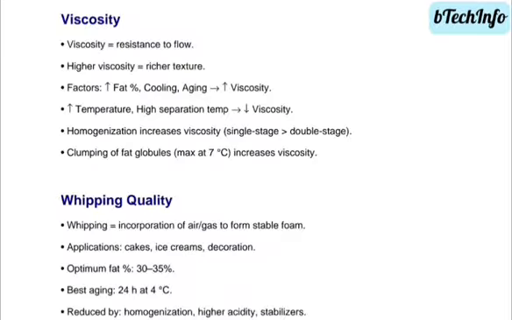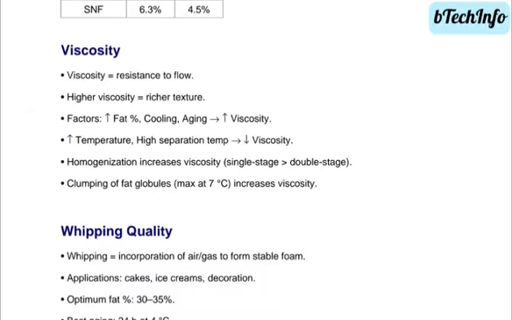Clumping of fat globules, like at 7 degrees Celsius, increases the viscosity. If the fat globules form clumps, it increases the viscosity of the cream. So overall, viscosity depends upon the fat. If the fat is more, then it is also more viscous. If the temperature is more, viscosity is less. It is inversely proportional to the temperature.